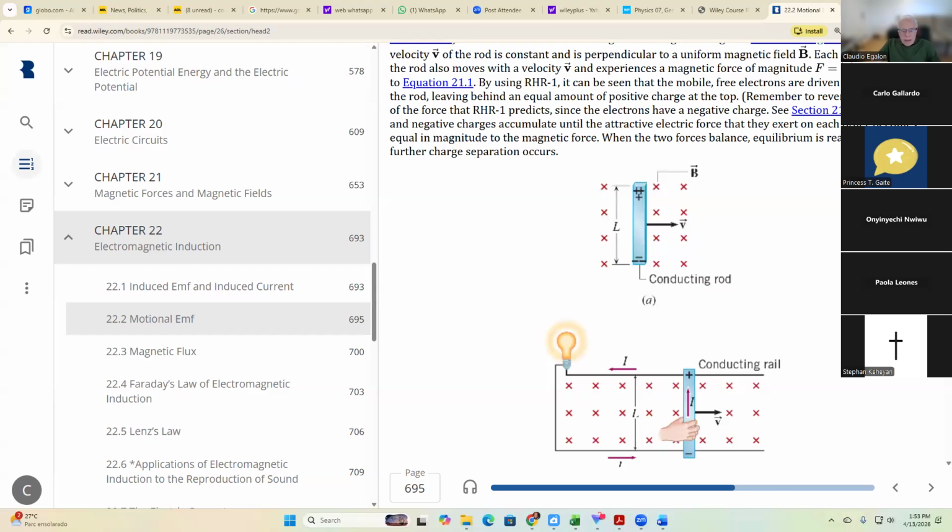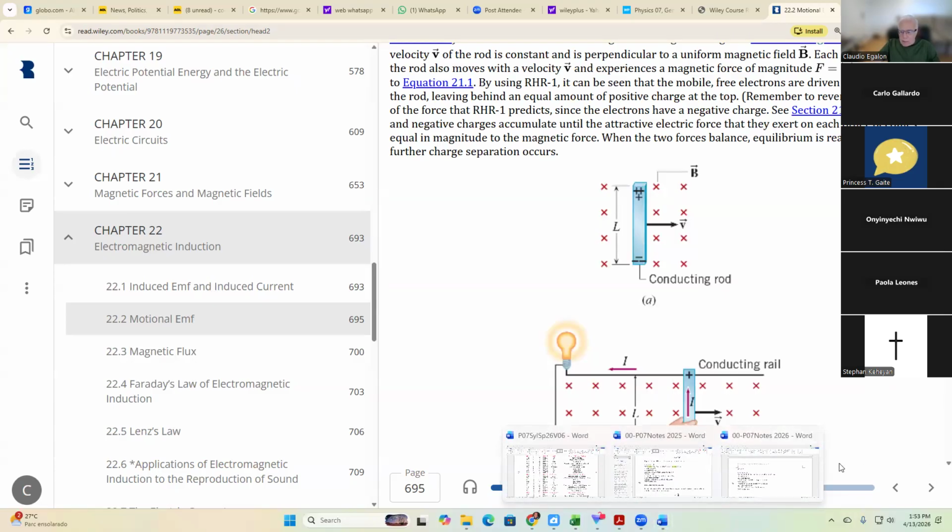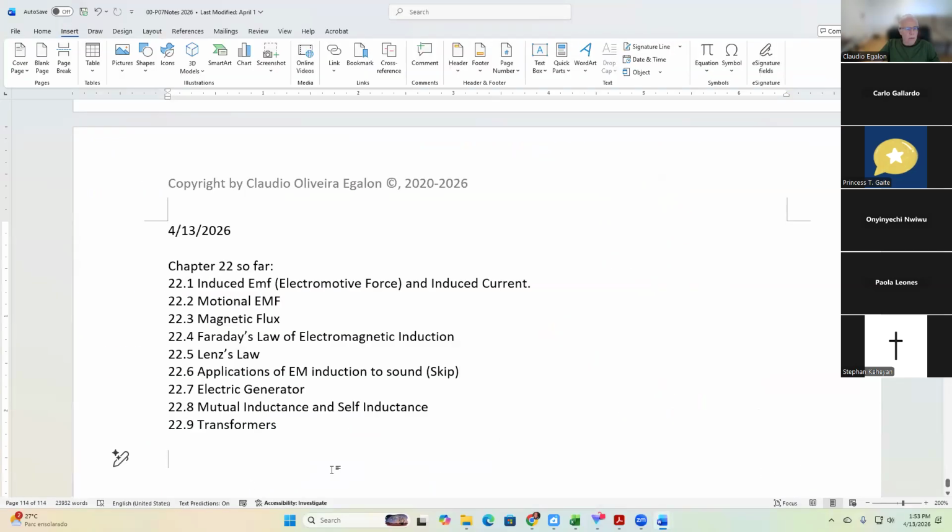We also covered that, right? So let's write it down, the examples, notes. Okay. We covered that. And we also covered that motional EMF. Different ways to induce a current.